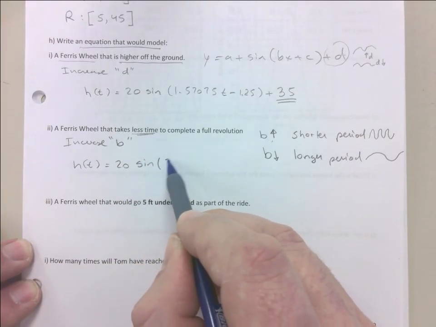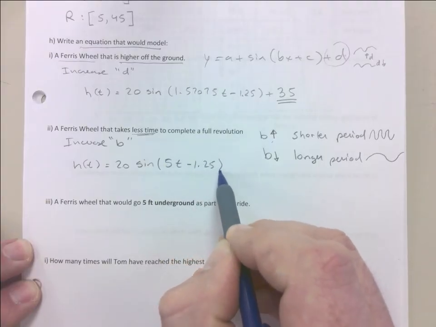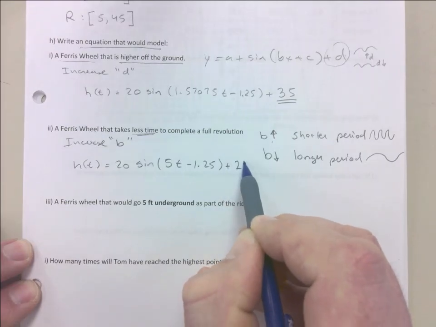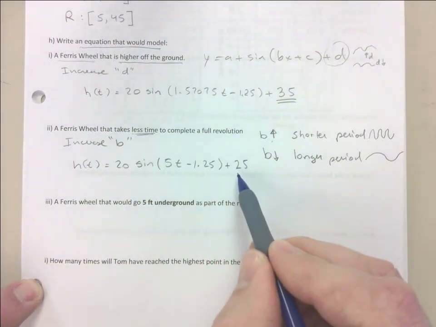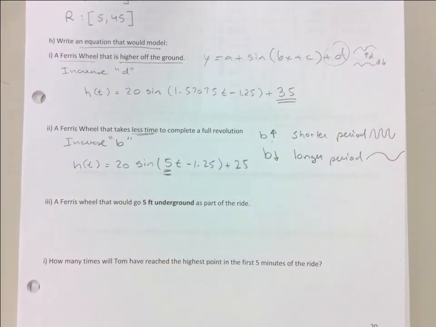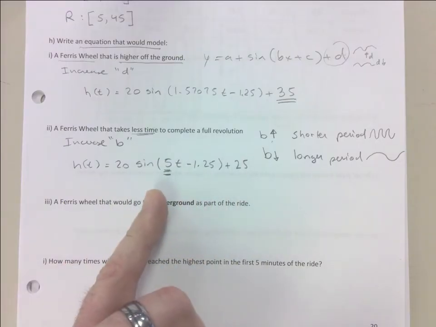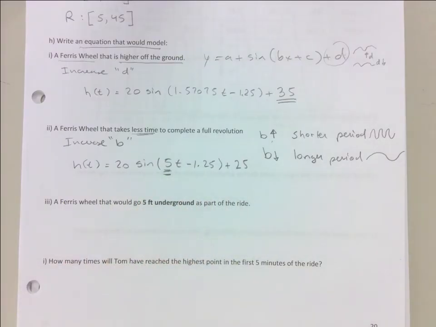How about we just go 5t minus 1.25 plus, I'm going to stick with the original value of D in this case, and I'm just going to underline what I've changed. And if you're not sure, type this into your calculator into Y2 and compare it to what you already have. And you'll see that you're going to do a lot more revolutions with this B value.